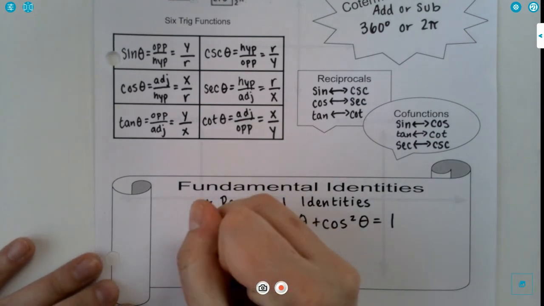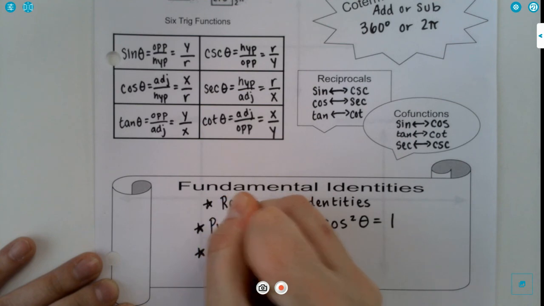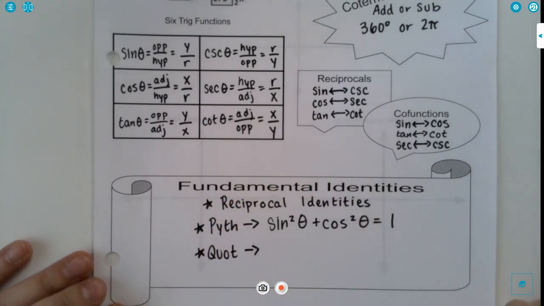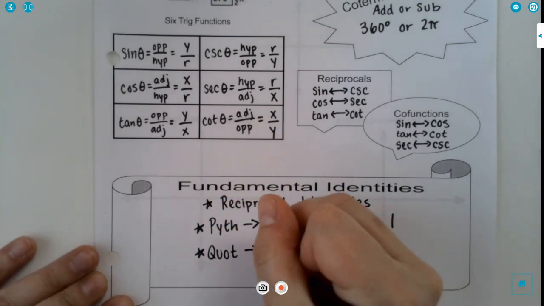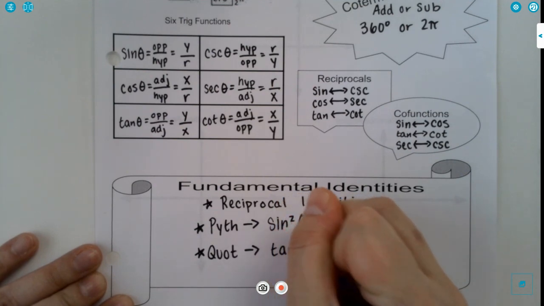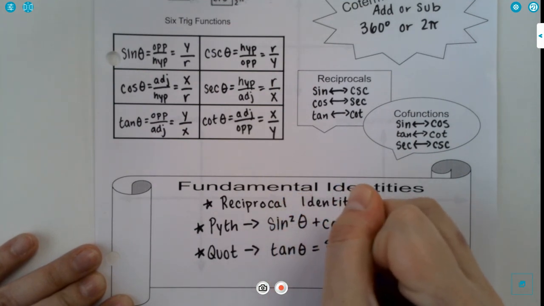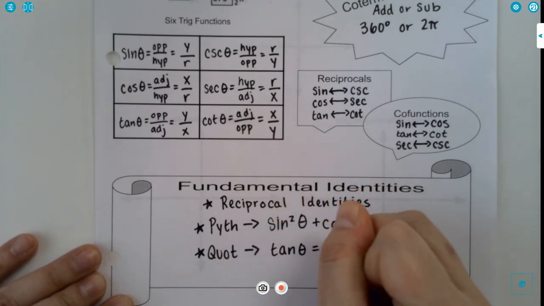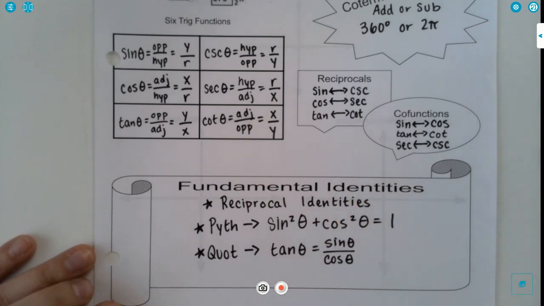Okay. Then we also have our quotient rules. There are more versions of these, but the one I'm going to put down here is that tangent of theta is sine of theta over cosine of theta. You will not have to explicitly use just those on this review or test.